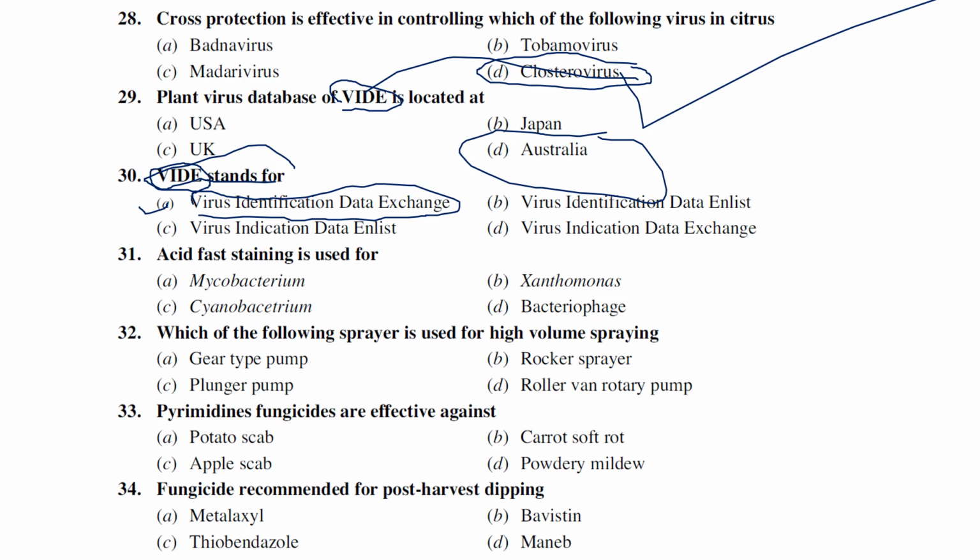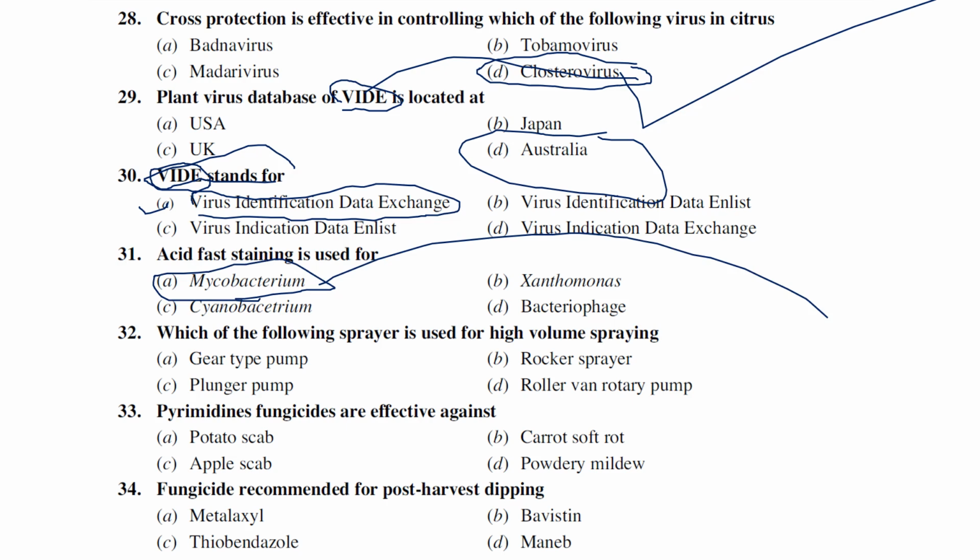Acid fast staining is recommended or used for Mycobacterium, Xanthomonas, Cyanobacteria and bacteriophages. This acid fast staining is recommended for a bacteria called Mycobacterium tuberculosis, and this bacteria is also the best example for both gram positive and gram negative bacteria.